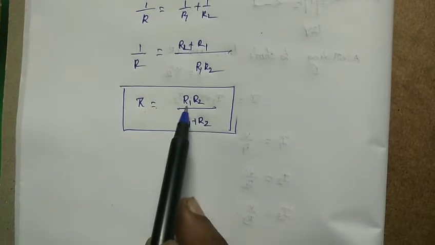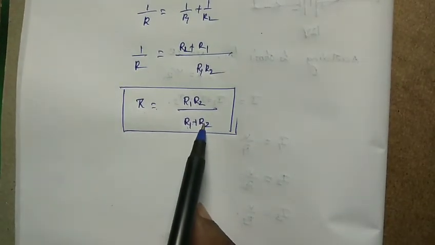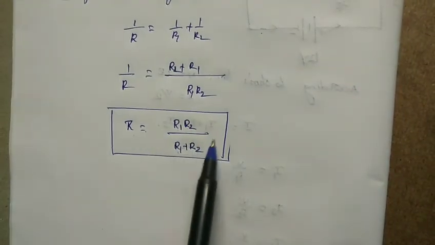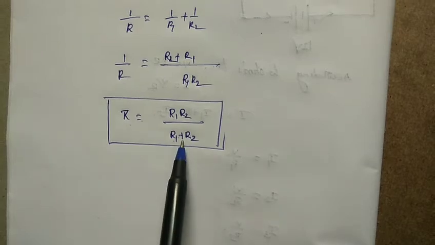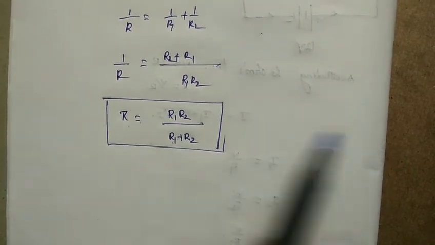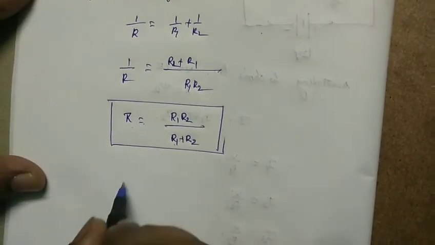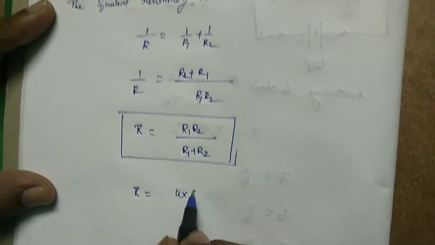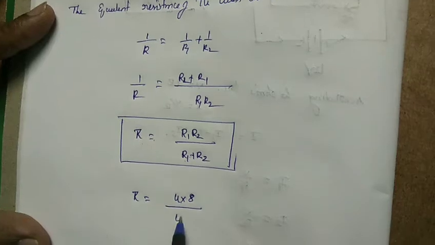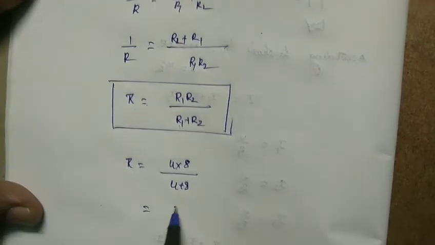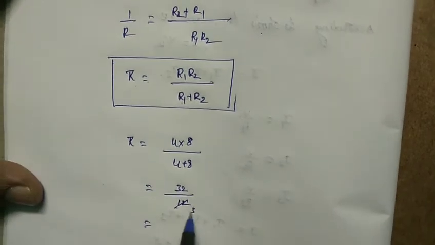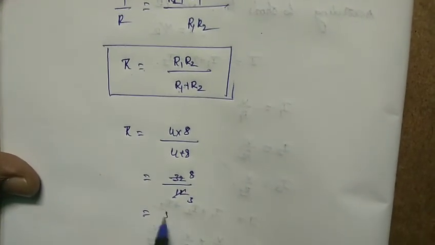R equals R1 R2 by R1 plus R2 if two resistances are in parallel. If three resistances are in parallel, R equals R1 R2 R3 by R1 R2 plus R2 R3 plus R3 R1, like that. See one example also. See here, R equals R1 into R2, that is 4 into 8, by 4 plus 8. So 4 8s are 32, 32 by 12. So 4 3s are 12, 4 8s are 32, 8 by 3.